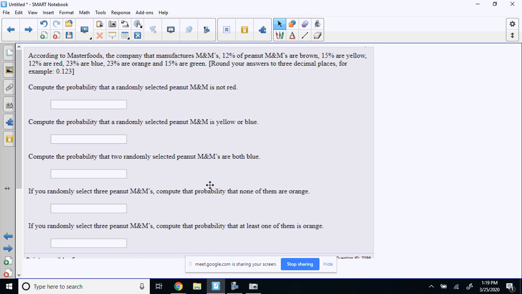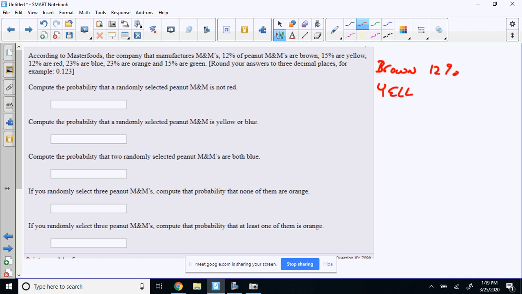Yeah. Okay, we could do this, right? According to Master Foods Company, manufacturer of M&Ms, 12% of M&Ms are brown. So let's just write this. Brown is 12%, and yellow is 15%, and red is 12%. Blue is 23%.